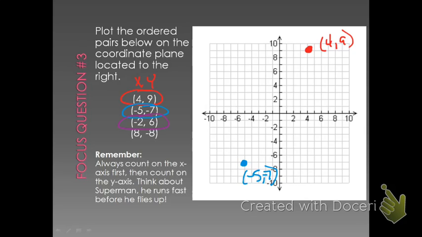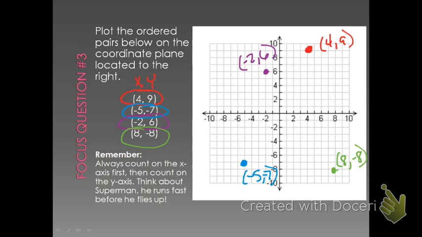I'll plot the next point in purple for you. Our x-coordinate is negative, that means you'll go back 2. And the y-coordinate is positive, that means you'll go up 6. So there's your point, negative 2, 6. I'll plot the final one in green for you. Our x-coordinate is positive, so you go to the right 8, but the y-coordinate is negative, so you go down 8. So there's 8, negative 8.